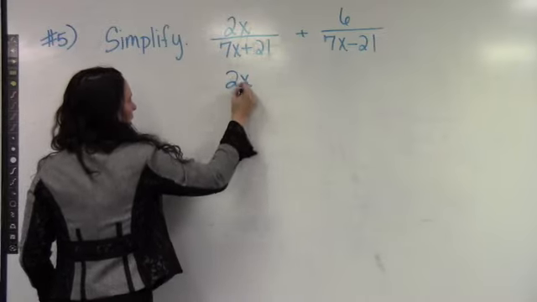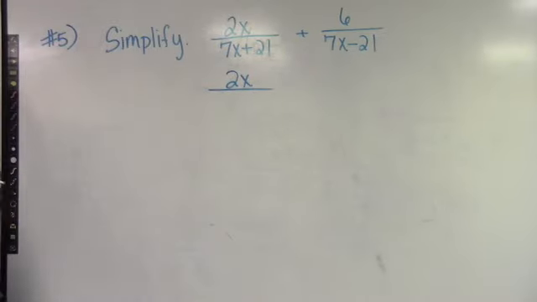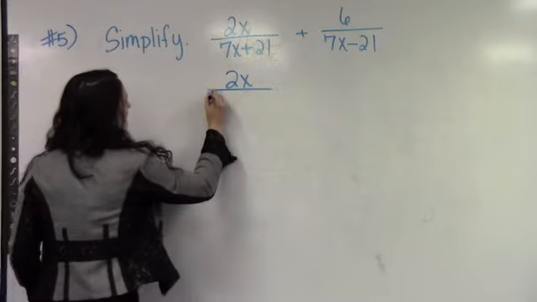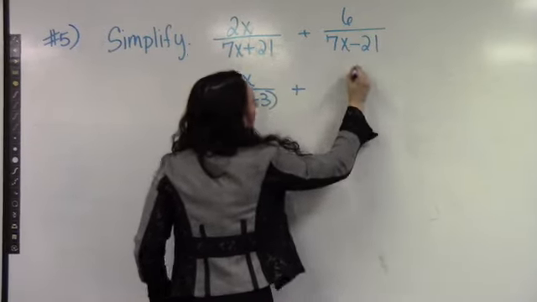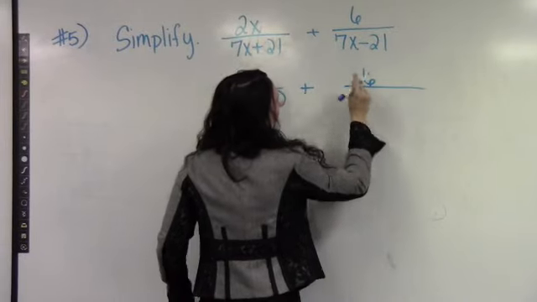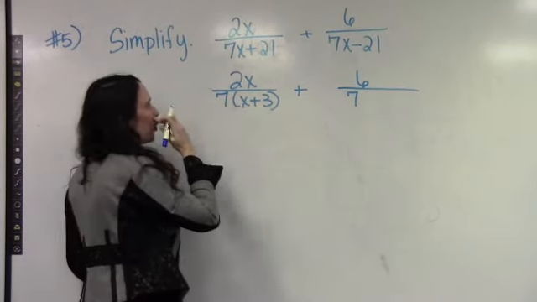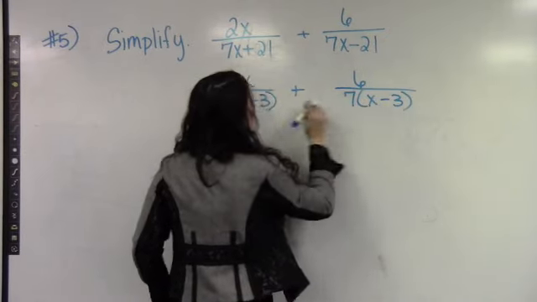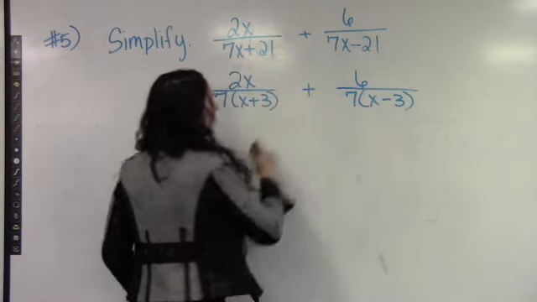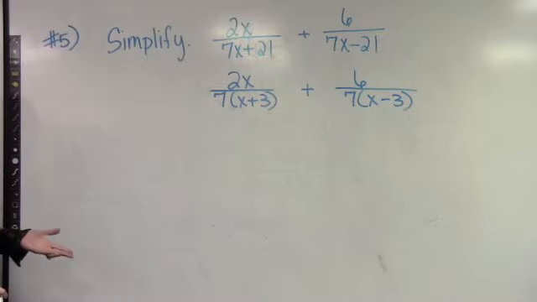So can we factor anything there? Yes. Okay, we can take out a 7, right? The greatest common factor. And looking at the 7x minus 21, we can factor out what? 7. So that looks good. All right, so I factored my denominators.